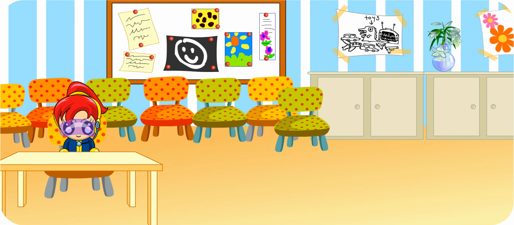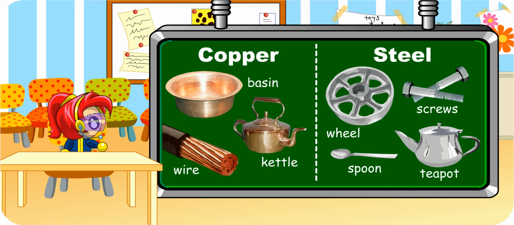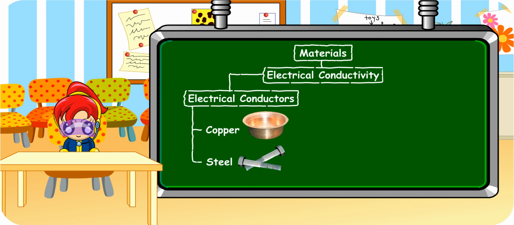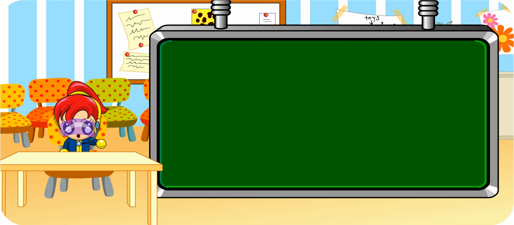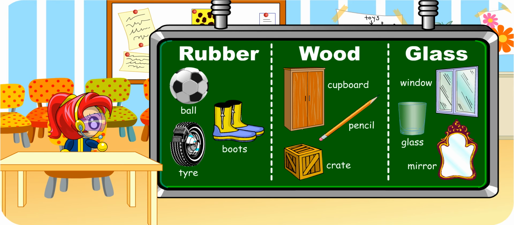Are you able to list for me some materials which are electrical conductors? Let me see. Okay, I know. Copper and steel. They are electrical conductors. Am I right? Yes, very good, Turbo Girl. What about electrical insulators? If I remember correctly, materials such as rubber, wood, and glass do not allow electricity to pass through. Thus, they are electrical insulators.